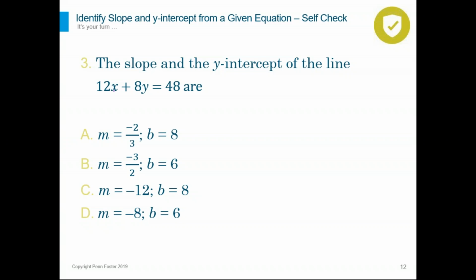Take your time, write down the equation. I want to remind you of the slope-intercept form, y equals mx plus b. Our goal is to change this equation to this form. What should you do to do that? Take your time, and then I'm going to change my screen later on.